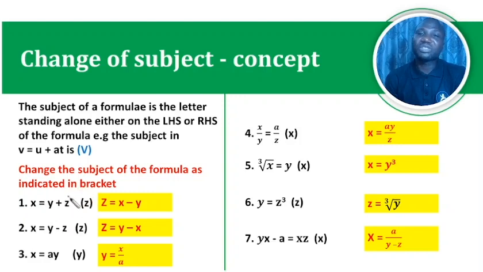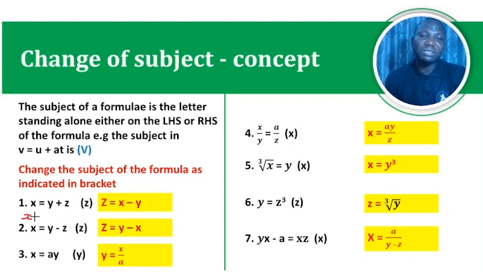Usually, whenever you are changing the subject of any formula, you will always do the opposite or the inverse operation of the operation you have in the formula. For instance, in this number 1, the arithmetic operation involved here is addition. Therefore, to change the subject, I'm going to do subtraction. Opposite of addition is subtraction. And to achieve that, I can simply say minus y from both sides.